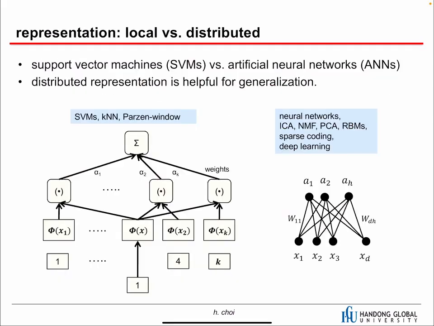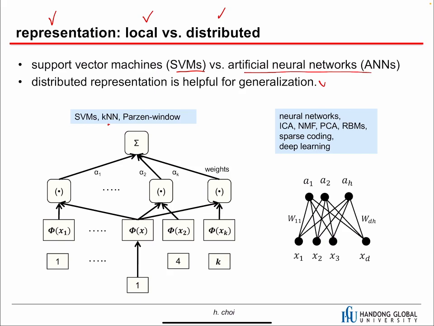Okay, while we are talking about these representations, I think I need to summarize the different kinds of strategies here. When we talk about representation, we can think of local representation and distributed representation. Support vector machines, KNN, or Parzen windows are based on the local representation, and all the artificial neural networks, including ICA, NMF, PCA, are based on the distributed representation. The distributed representation is helpful for generalization, and it's more powerful.